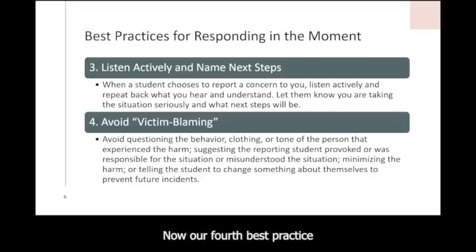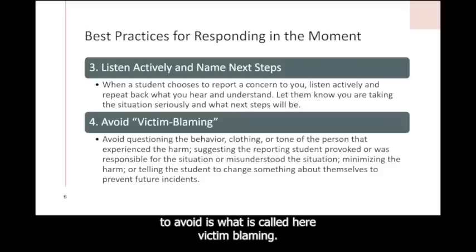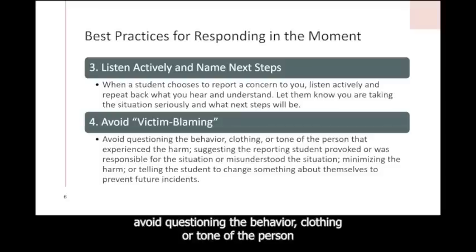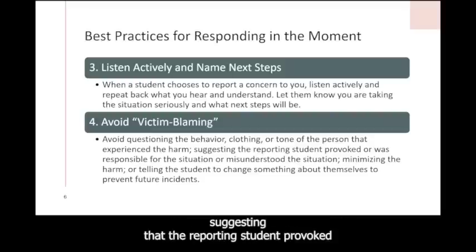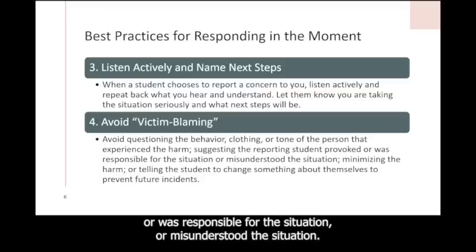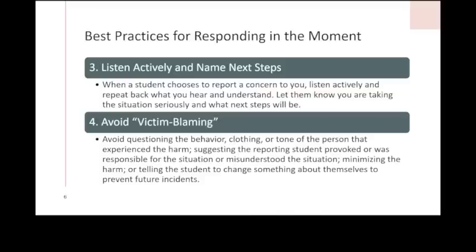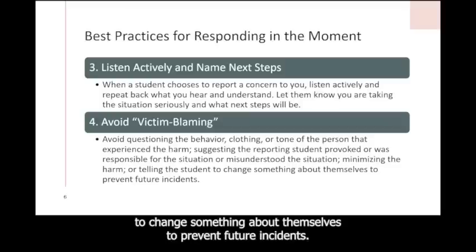Now, our fourth best practice to avoid is what is called here victim blaming. And when I say victim blaming, I am referring to things like avoid questioning the behavior, clothing, or tone of the person that experienced the harm. Avoid suggesting that the reporting student provoked or was responsible for the situation or misunderstood the situation. Avoid minimizing the harm or telling students to change something about themselves to prevent future incidents.